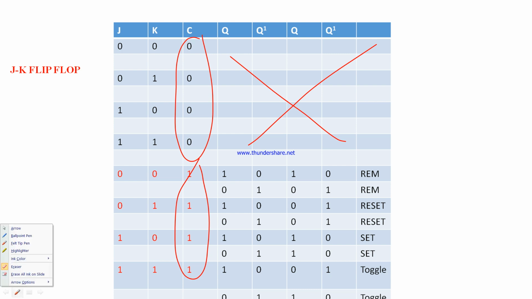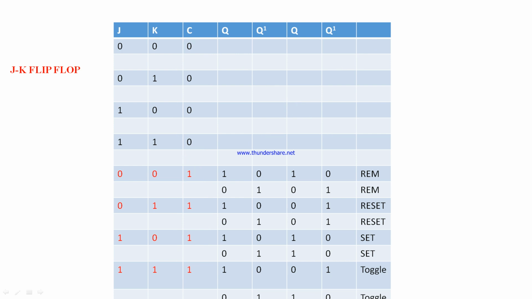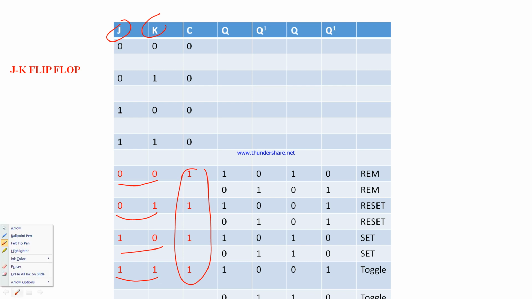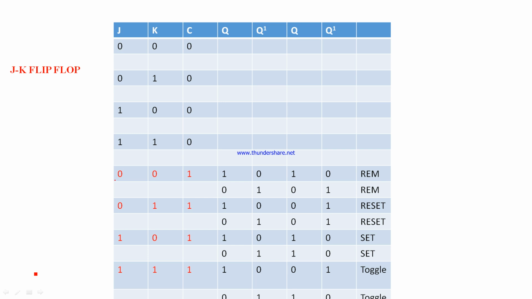Everything is erased. So when the clock is 1 now, I have 4 possibilities for the J and the K: 00, 01, 10, and 11. And for each possibility, I will have to consider, like for this one, 00, clock is 1, I have 2 possibilities for Q: either Q is 1 or Q is 0.